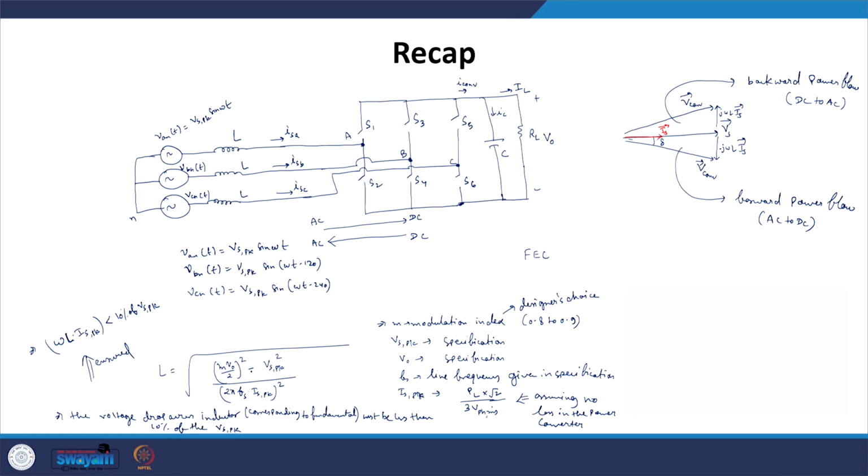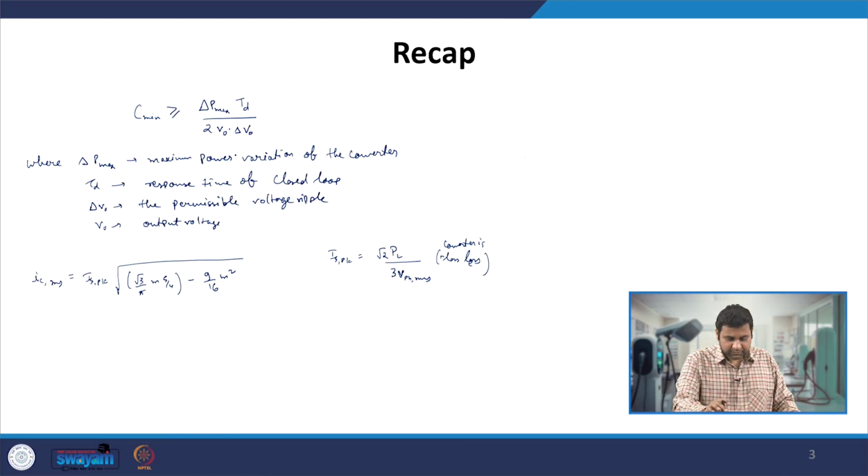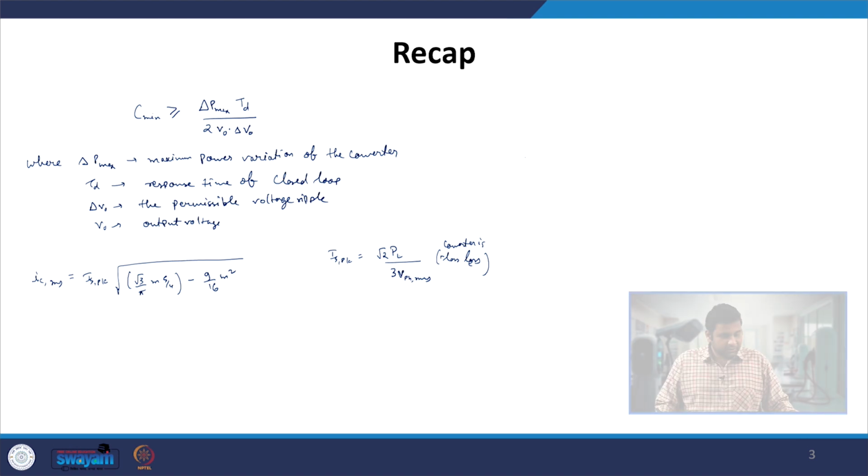We have discussed the significance of individual components of this formula, and after calculating this inductance one needs to ensure that the maximum drop across the inductor in the fundamental sense has to be less than 10% of the maximum voltage which is applied at the input. Otherwise the majority of the voltage will drop across the inductor itself. Then we moved ahead and derived how we can calculate the capacitance.